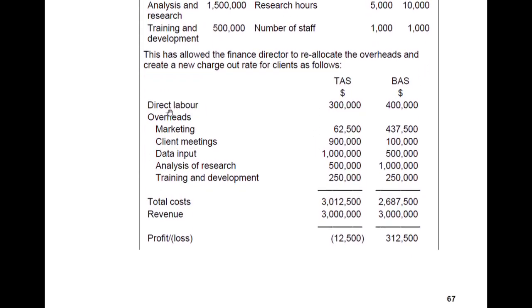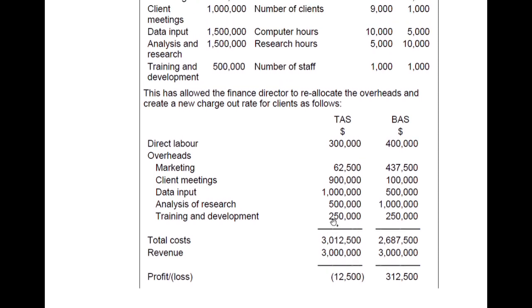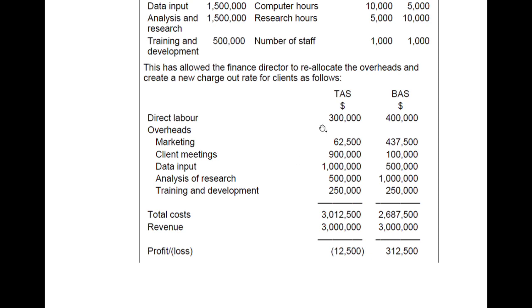Similarly, as they have done for the different scenarios, your direct labor overheads are allocated between these two, and then we get the total cost. Then we take the revenue generated from that product, so you will have your profit or loss.